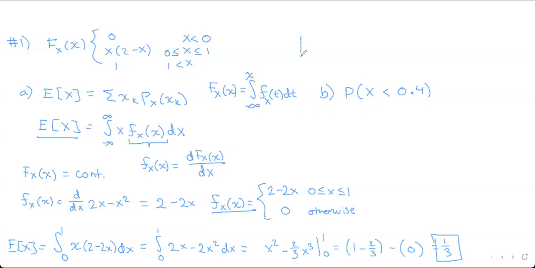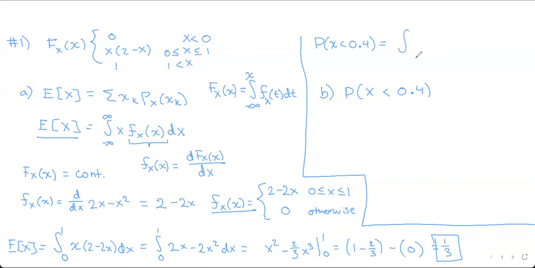So for part B, we're asked to find the probability that x is less than 0.4. Now there's two ways you can do this. You can either use the PDF or the CDF. If you wish to use the PDF, it's a little bit harder, but for the probability that x is less than 0.4, you would just integrate the PDF within the bounds that it's defined, so from 0 to 0.4, okay?